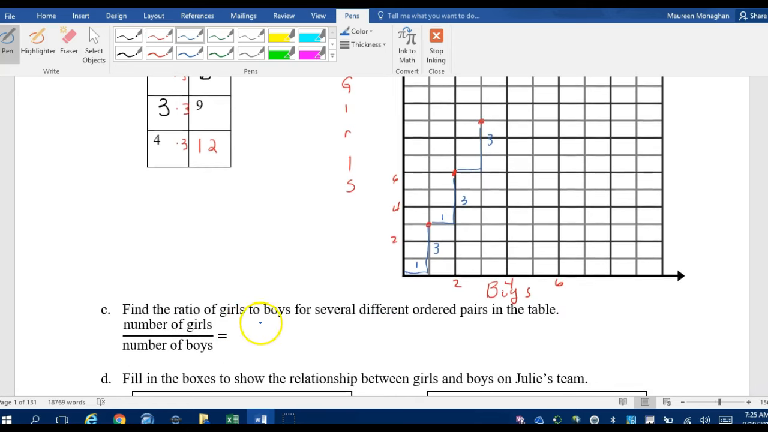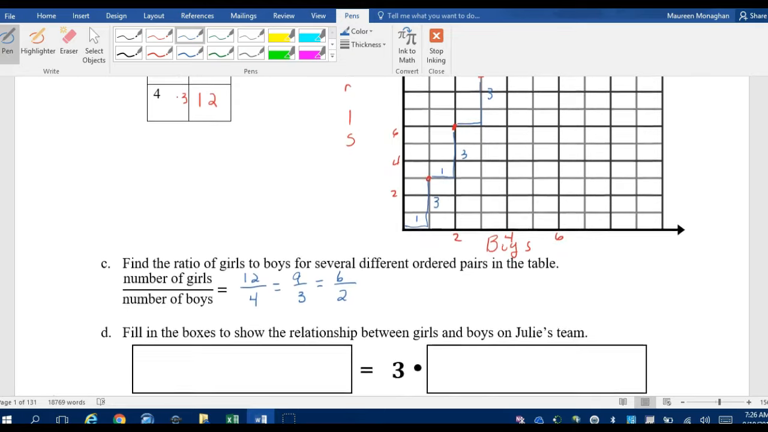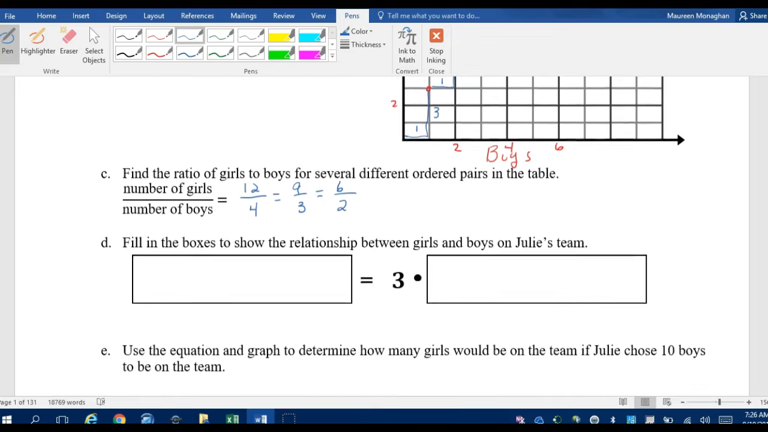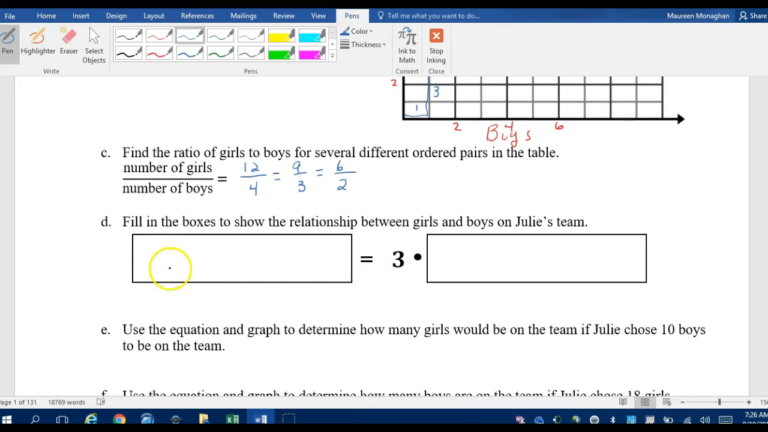Find the ratio of girls to boys for several different ordered pairs in the table. Okay, so if you look at the girls, I'll use these two because I can see them. I've got 12 girls and I have 4 boys, which is the same as 9 girls and 3 boys, which was the same as 6 girls and 2 boys. So those are all the relationships. Those are proportional relationships.